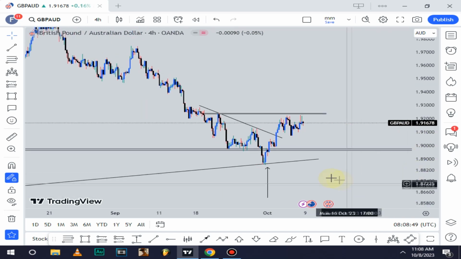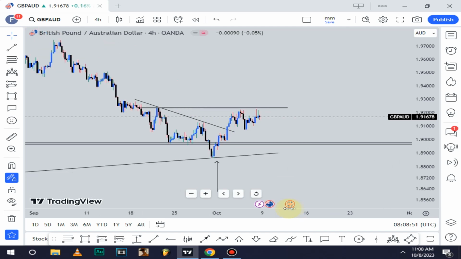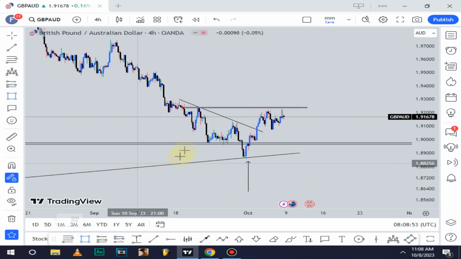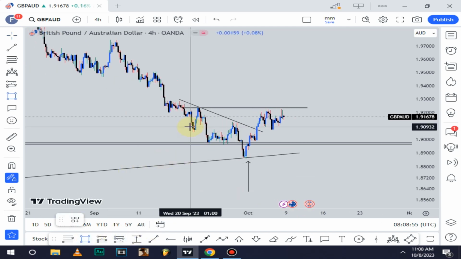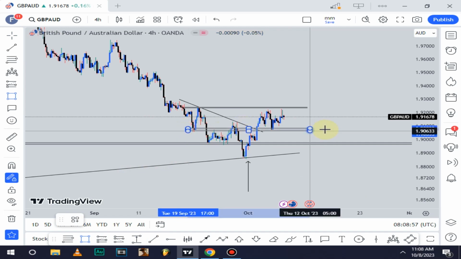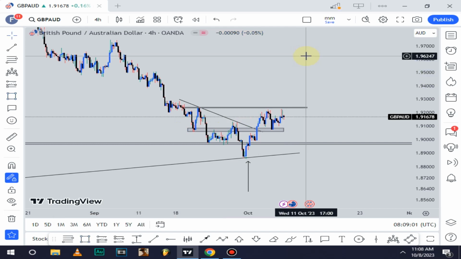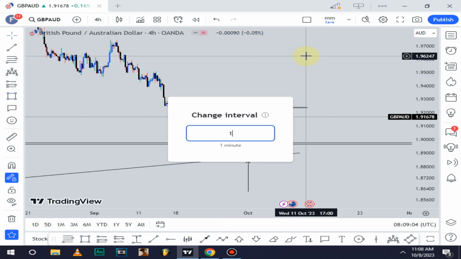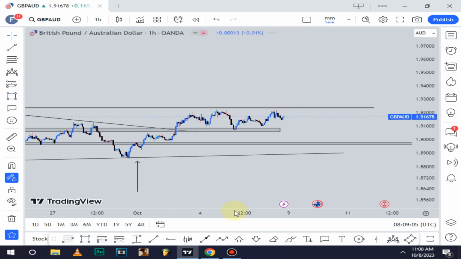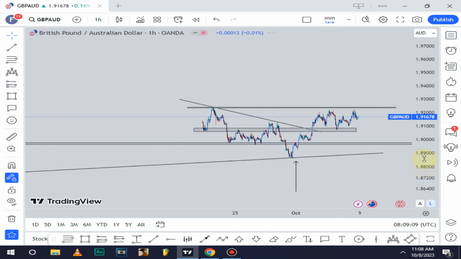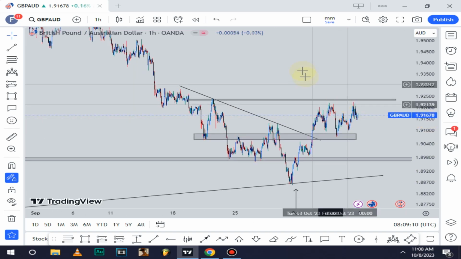So let's continue. Okay. So I can see this support zone 2 over here. Okay, talk to me, market. All right, so let me hit H1. Okay, talk to me, market. So that's what's up.